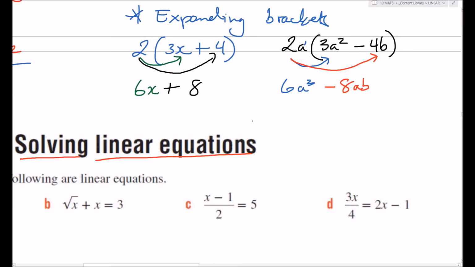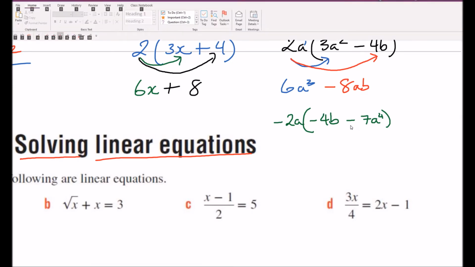The next one will be, let's go with negative 2a times, let's go negative 4b, take away, let's go 7a to the power of 4. Okay, let's confuse you guys a bit just to make sure we get it. So negative 2a times negative 4b minus 7a to the power of 4.